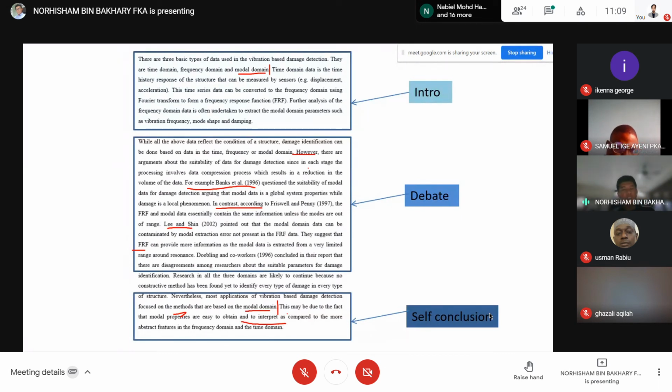Every decision you make will never become wrong unless you are unable to justify. If you don't justify, it will always be wrong. But if you can justify, there is a way to justify your decision. So in this case, I want to use model data. This is my justification. So you must have your own self-conclusion.